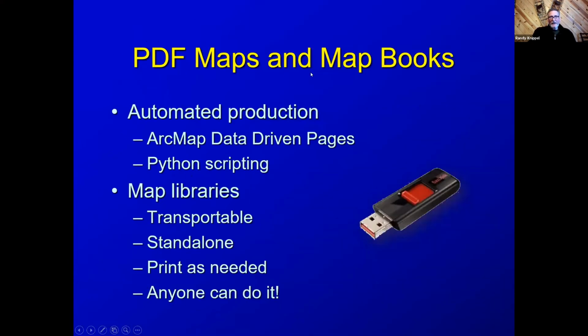So what we end up with is a collection of PDF maps and PDF map books. We can automate the production. We create a library of PDF files, and we can create these PDF files very easily using ArcMap data-driven pages. In ArcGIS Pro, it's called the map series. You set up the template for the map layout. You define the areas that represent all the maps you want to create. You push the button and all the maps get created. Go home, come back the next day and all the maps are there.